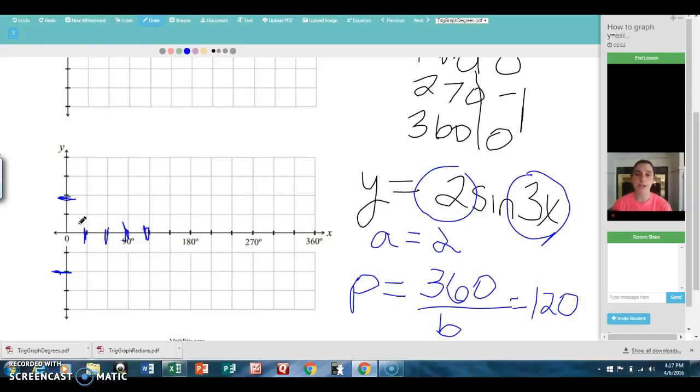And now we just sketch in the shape of sine. Sine starts on the origin, then goes up, middle, low, and back. I did a pretty good job of staying on my graph paper there. Okay, so now let's take a look at some examples in radians.